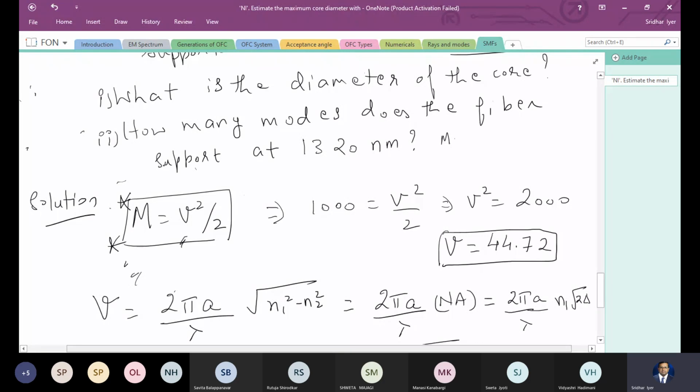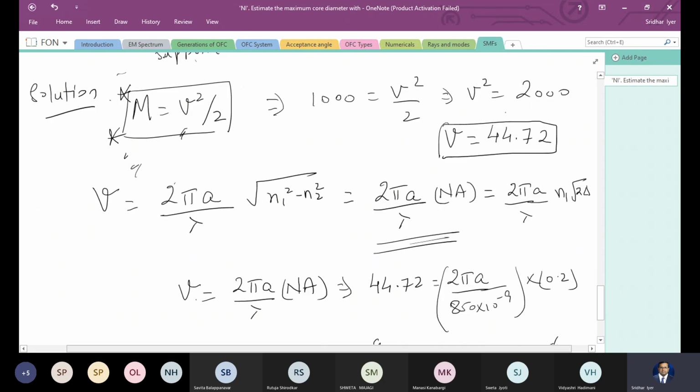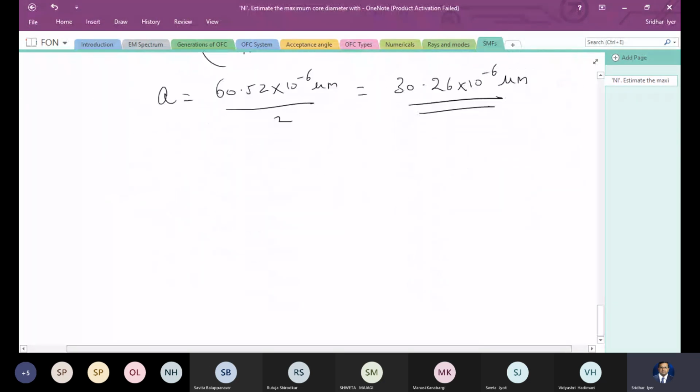So for this, I will have to use M equal to V square by 2, for which first I need to find what is the value of V, right? Please understand here, it says how many modes does the fiber support. The fiber is the same as the first part, right? So when it comes to the second part here, first we have to calculate the value of V. V is 2 pi A by lambda into Na, right? Since the fiber is the same, its core diameter or core radius will also be the same.